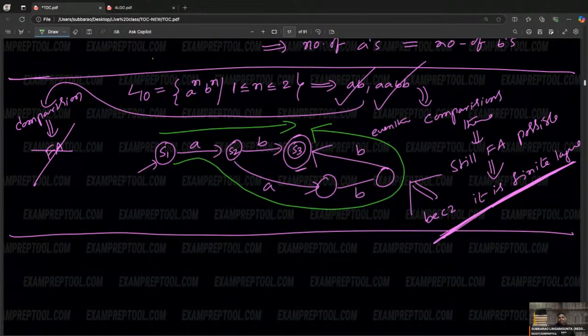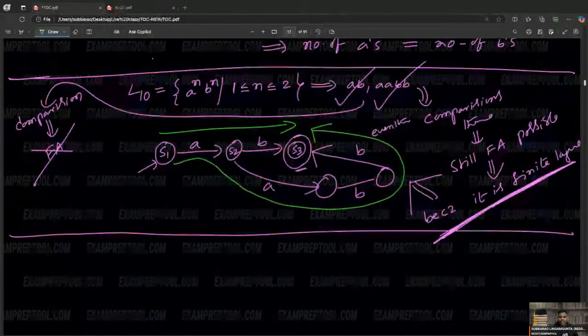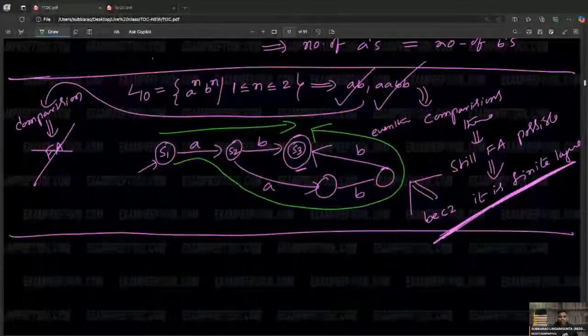Please be careful. You have to understand only one thing. Even though comparison is there, normally comparison means finite automata is gone. But even though comparison is there, finite automata sometimes pass, if the language is finite. If the language is finite, even though comparison is there, finite automata still works. I hope everyone got it. Right? Fine. Is it okay?